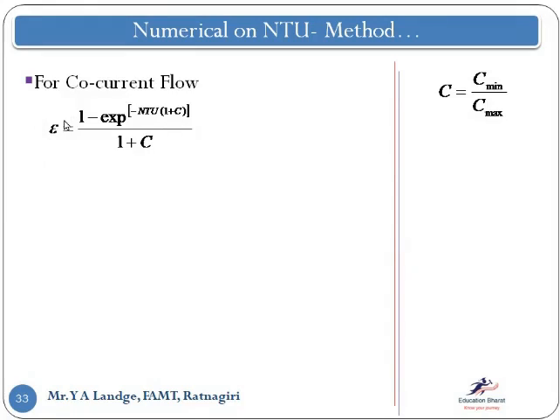But step by step we need to calculate it. So first we write a formula. This is the formula that you need to remember: effectiveness equals 1 minus exponential of minus NTU times (1 plus C) square bracket complete, upon 1 plus C. Now let's define what C means. C stands for the capacity ratio, which is C minimum by C maximum.